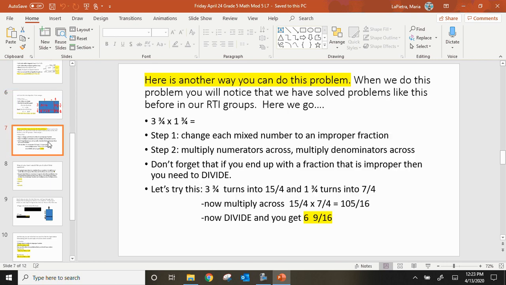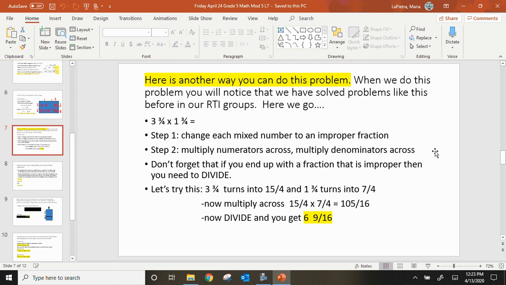Here's another way that you could do that same problem. When we do this problem, you'll notice that we have solved problems like this before in our RTI groups. So here we go. 3 and 3/4 times 1 and 3/4. Step 1, change each mixed number to an improper fraction. Step 2, multiply your numerators across, multiply your denominators across. Don't forget that if you end up with a fraction that's improper, then you need to divide.